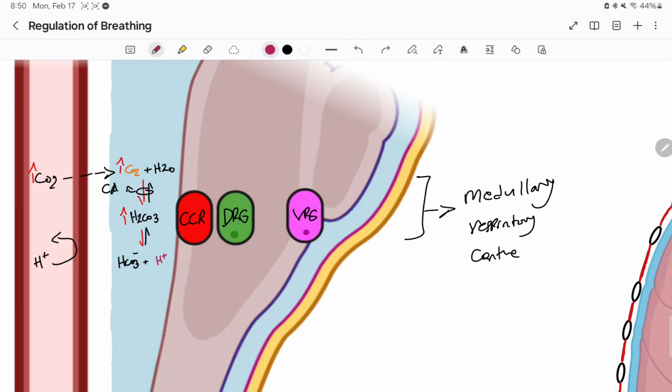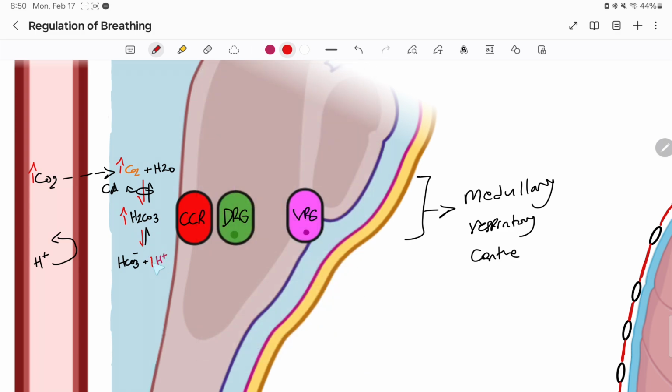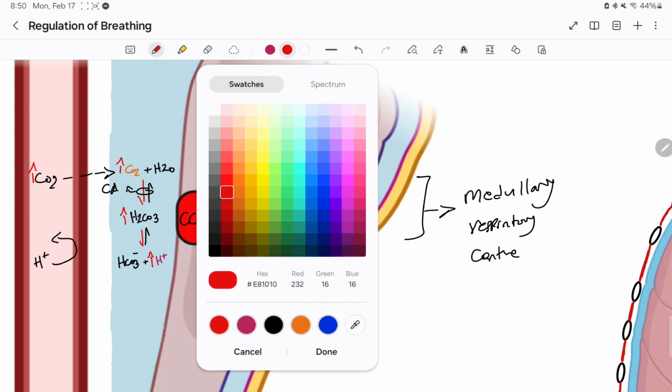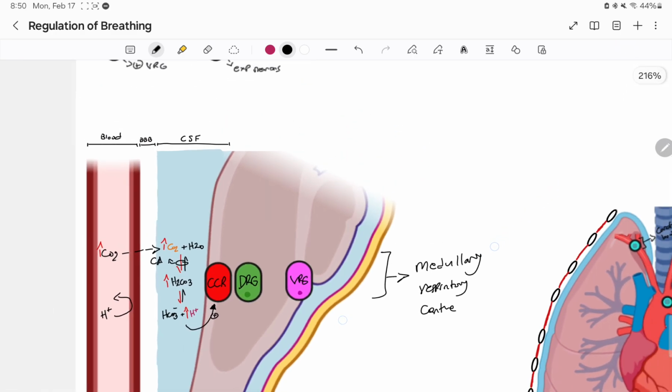Now, you might be confused about what I just said to you, and that's okay. I'll explain it in a second, but let's carry on the story for one more minute. This high proton that we just created, it's actually going to be a stimuli for this central chemoreceptor. So look at it. It'll stimulate the central chemoreceptor. All right, let's take a pause here.